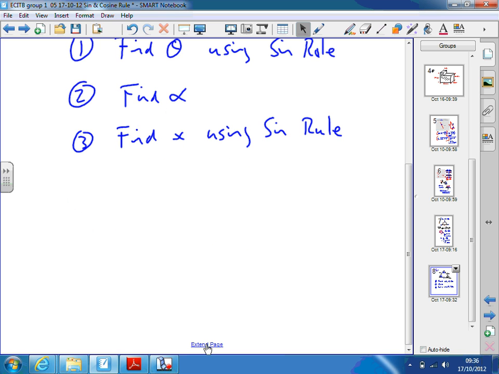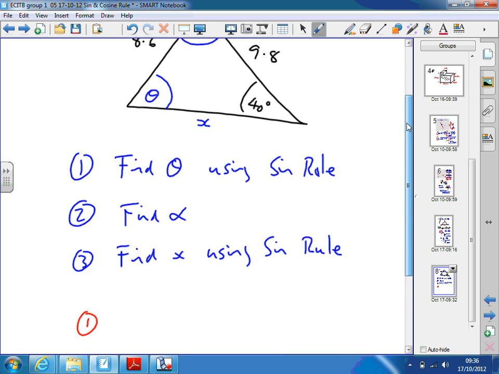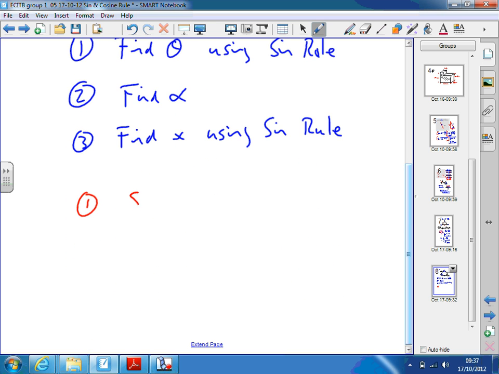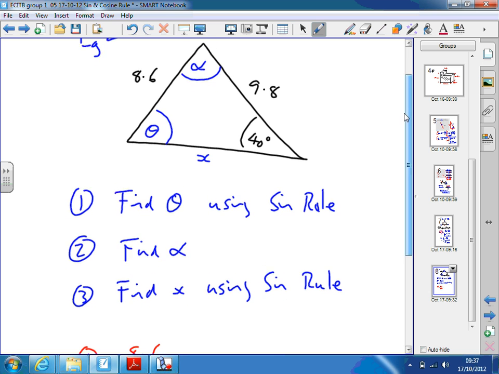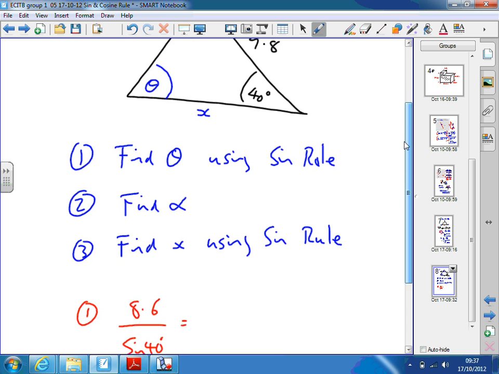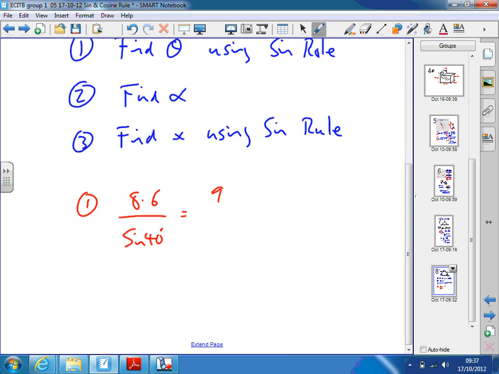So we write down the ratio we know, 8.6 over sine 40, equals the ratio we're interested in that involves what we know, 9.8. So it's 9.8 over sine theta. So we should be able to find theta because that's the only unknown.